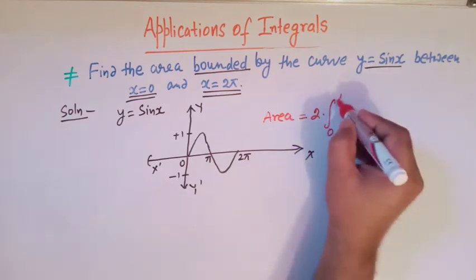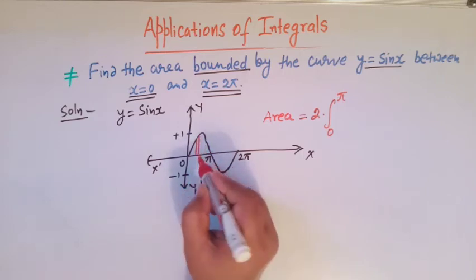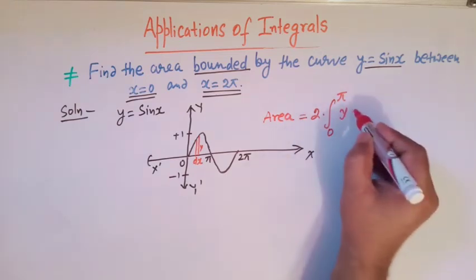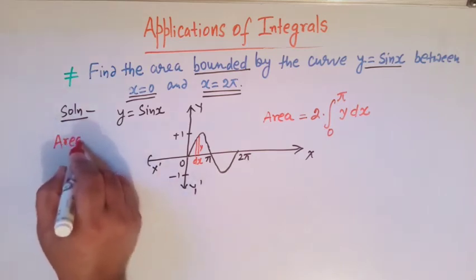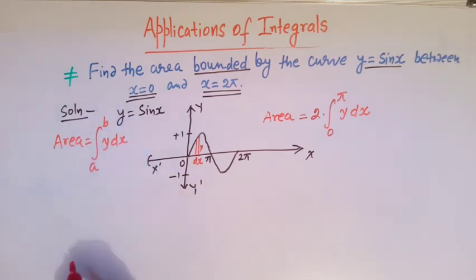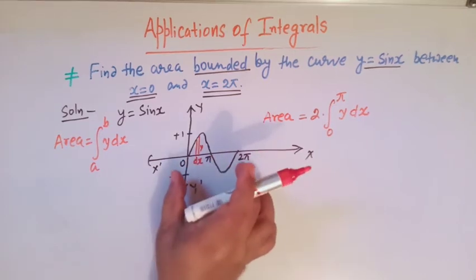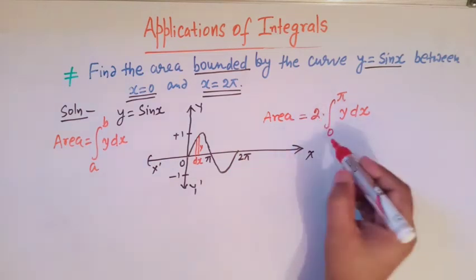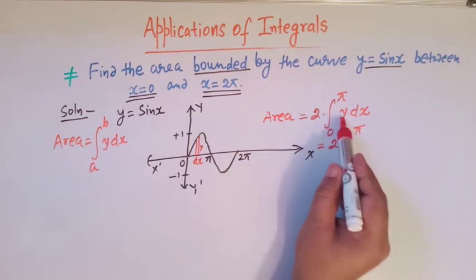From 0 to pi. And we'll draw the elementary strip. So this is y, this is dx. So we write here y times dx. Clear? Because we know that the area is given by the integral from a to b of y dx. So we are finding this area, and in order to get the entire area we are multiplying it by 2. Okay, so we have 2 times the integral from 0 to pi of y dx.